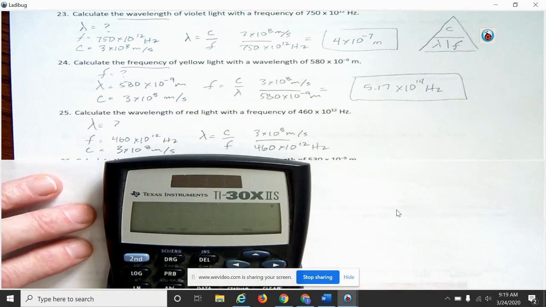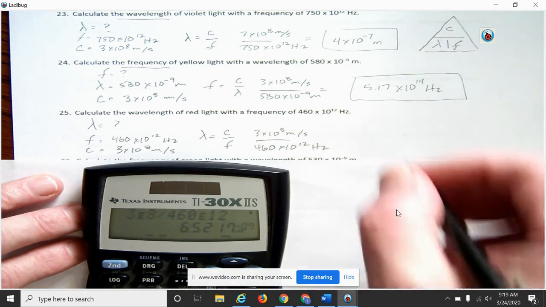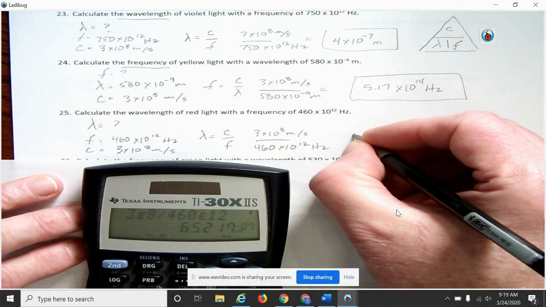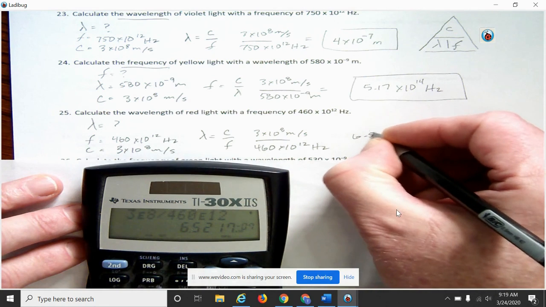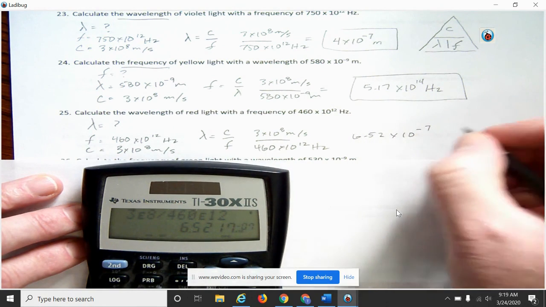Clear. Plug these numbers in. 3 EE8 divided by 460 EE12, and I end up getting 6.52 times 10 to the minus 7, and that's going to be meters.